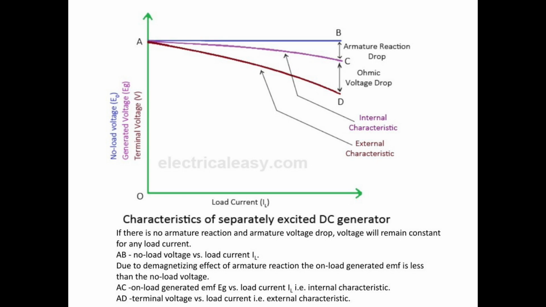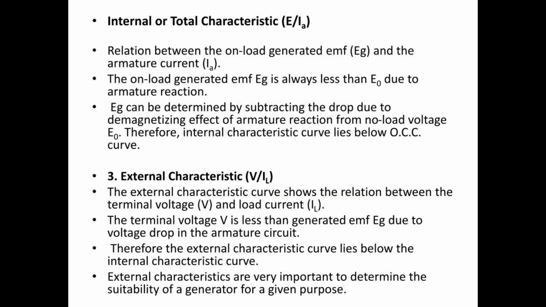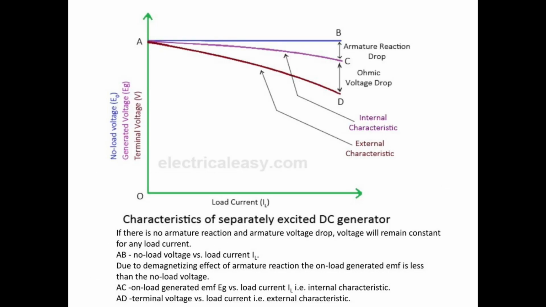See, observe here. Here AB is no load voltage versus load current IL, whereas AC is on-load generated EMF EZ versus load current IL. That is nothing but internal characteristics. And whereas coming to the external characteristics, see, observe the plot here. AD is the external characteristics.